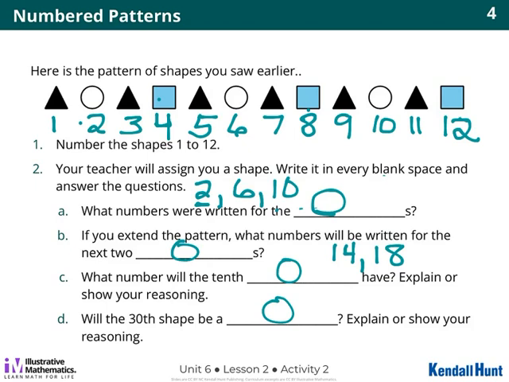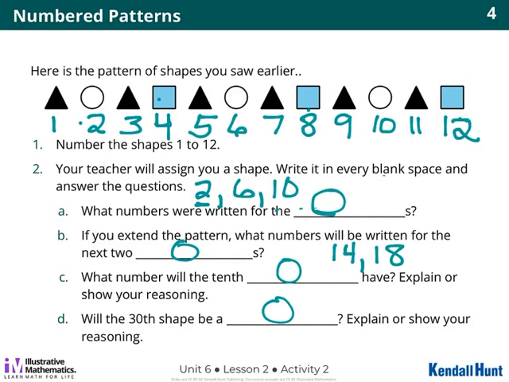What number will the 10th circle have? Brooks: 38. Jerica: You got 36. Kira, say it again. 38. Another 38? 34. It's 38. Okay. All right.